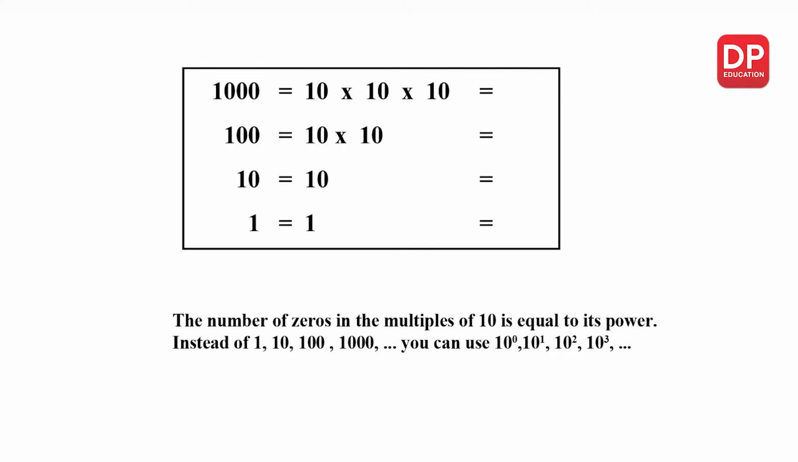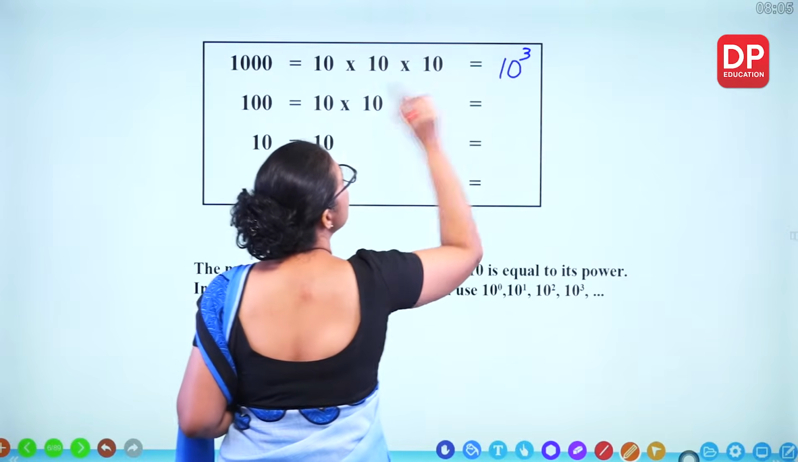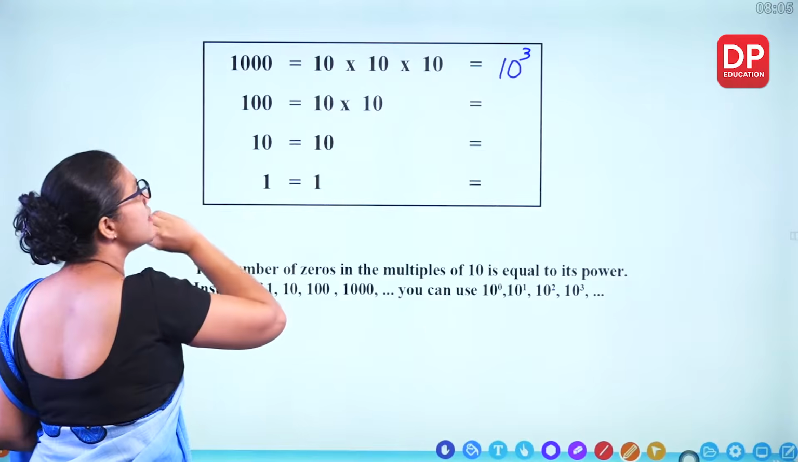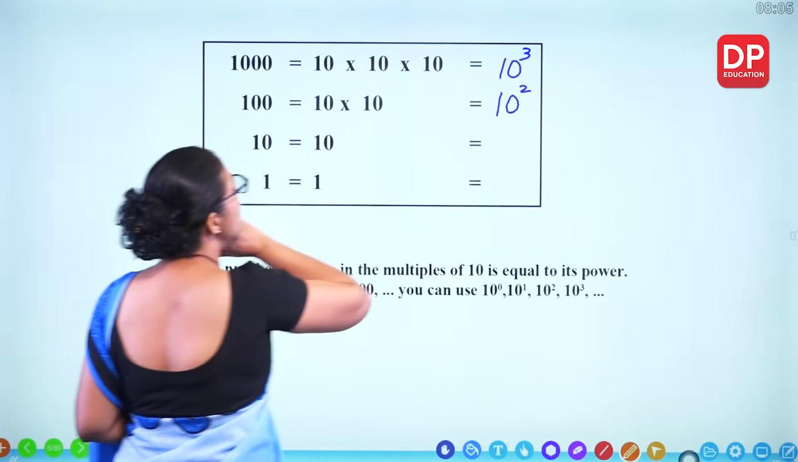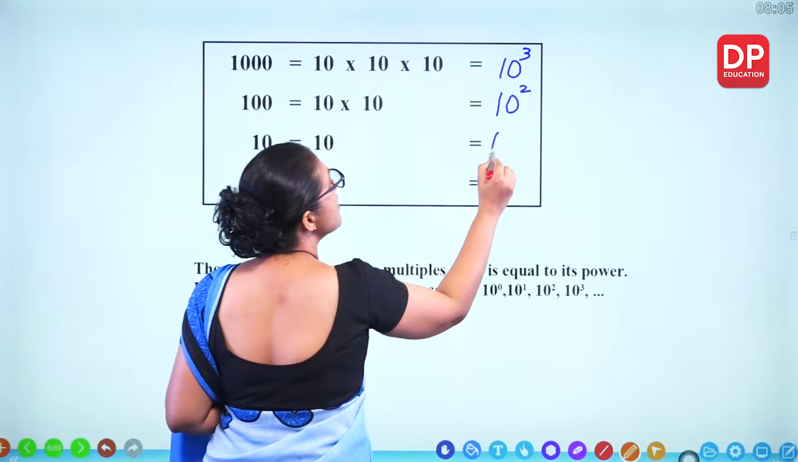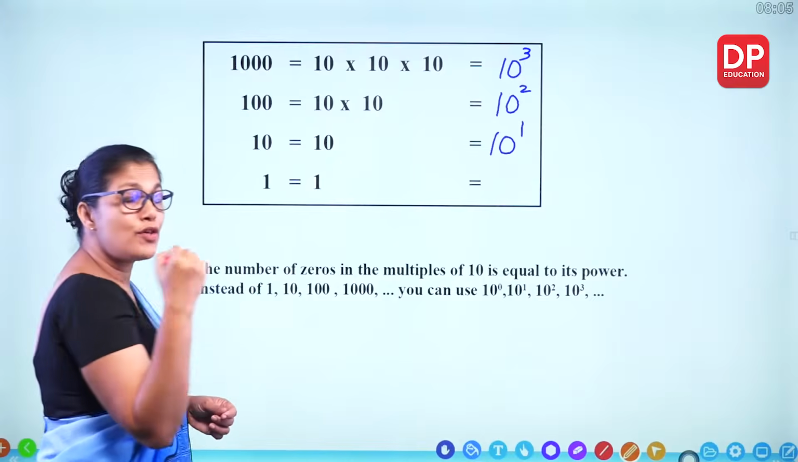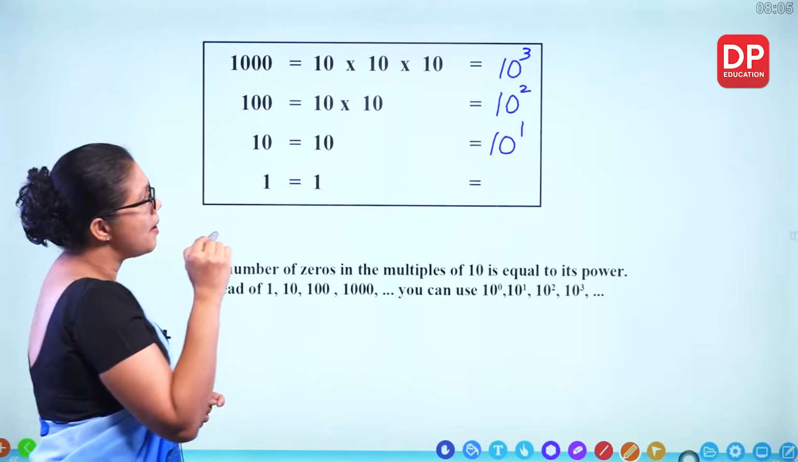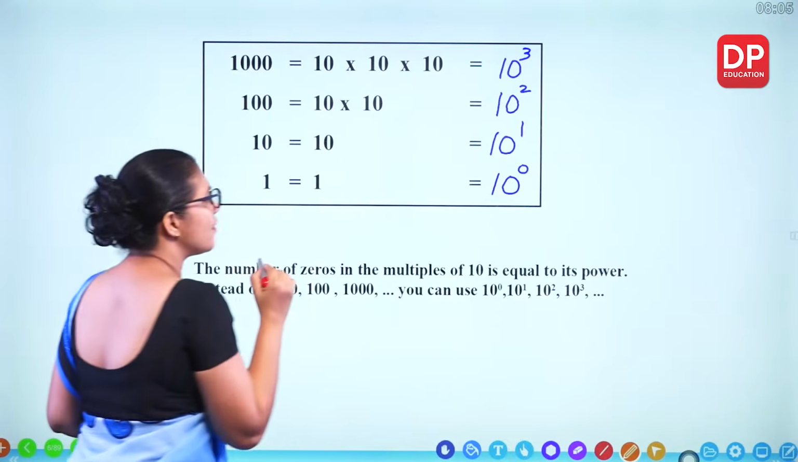So look at this one. 1000 means 10 into 10 into 10. So 10 to the power 3. 100, 10 times 10, 10 to the power 2. 10 means 10 to the power 1. And 1 means, how can you write in terms of base 10? 10 to the power 0.